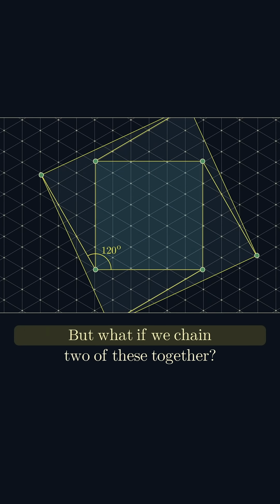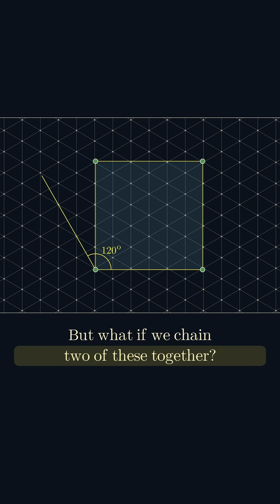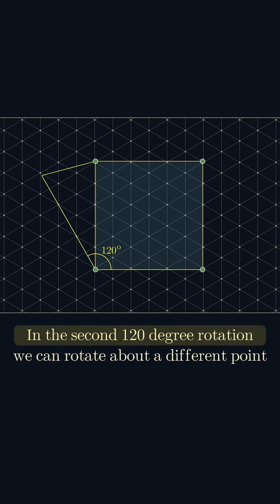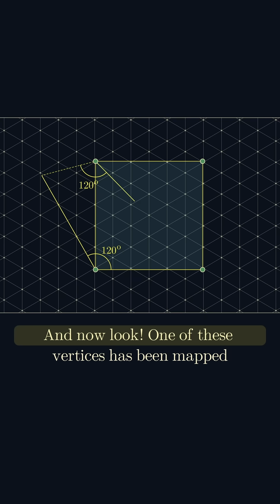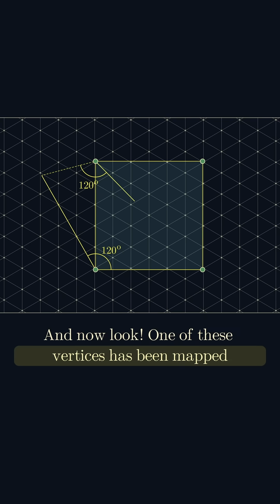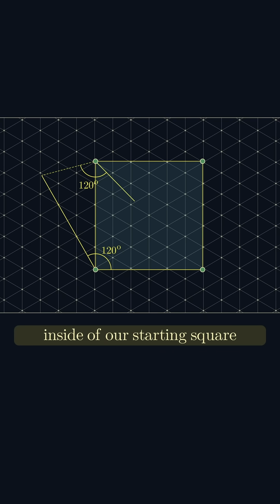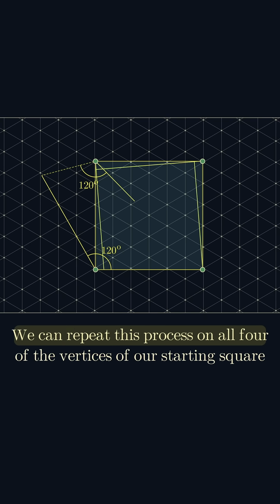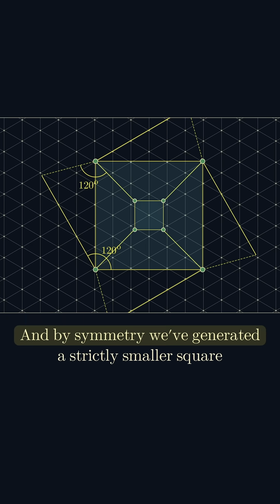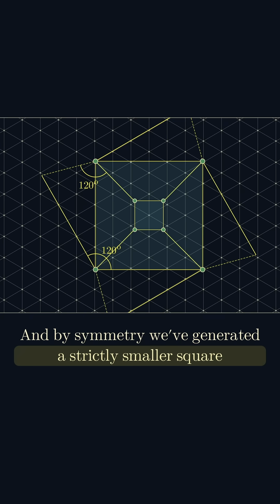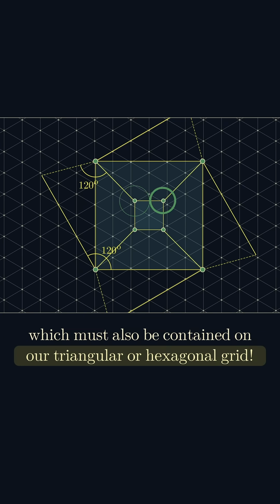But what if we chain two of these together? In the second 120 degree rotation, we can rotate about a different point. And now look, one of these vertices has been mapped inside of our starting square. We can repeat this process on all four of the vertices of our starting square, and by symmetry, we've generated a strictly smaller square, which must also be contained on our triangular or hexagonal grid.